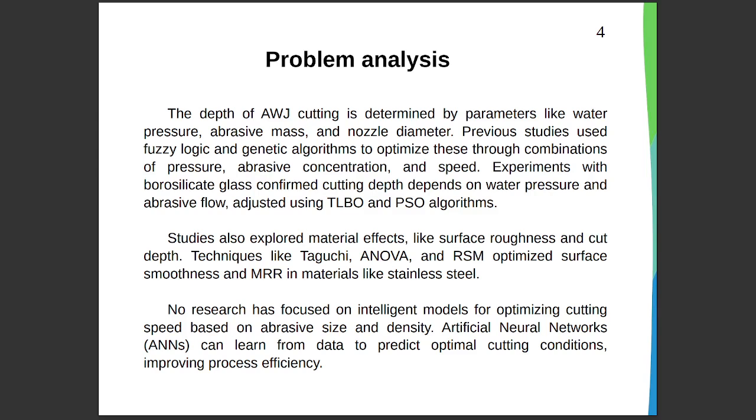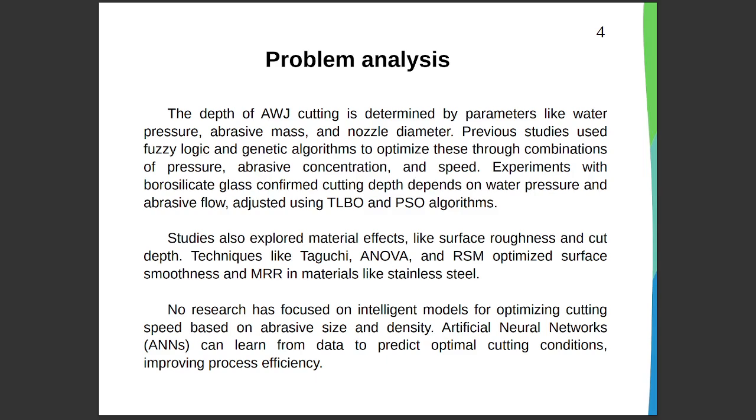Numerous studies have explored the effects of material properties on AWJ performance. For example, both 2D and 3D processing of materials like milled steel and cast iron are consistent when parameters are properly adjusted. Parameter optimization, including surface smoothness and material removal rate, was achieved using methods like Taguchi and ANOVA. Response surface methodology helped identify optimal conditions for minimizing surface roughness in stainless steel.